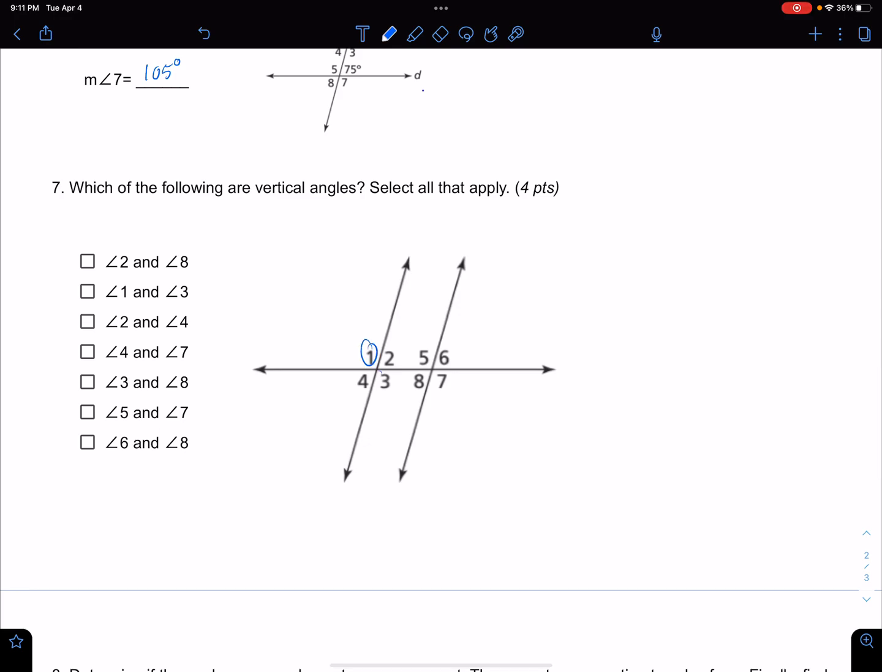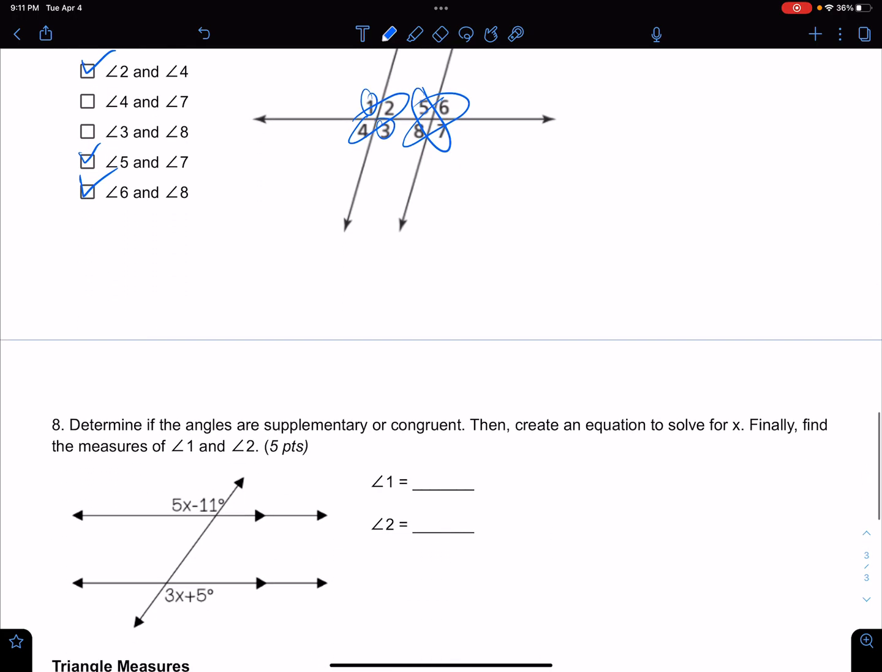So I know 1 and 3 are vertical. So 1 and 3. 4 and 2 are verticals. 2 and 4. 5 and 7. 5 and 7. And then 6 and 8. Okay, on to the next.